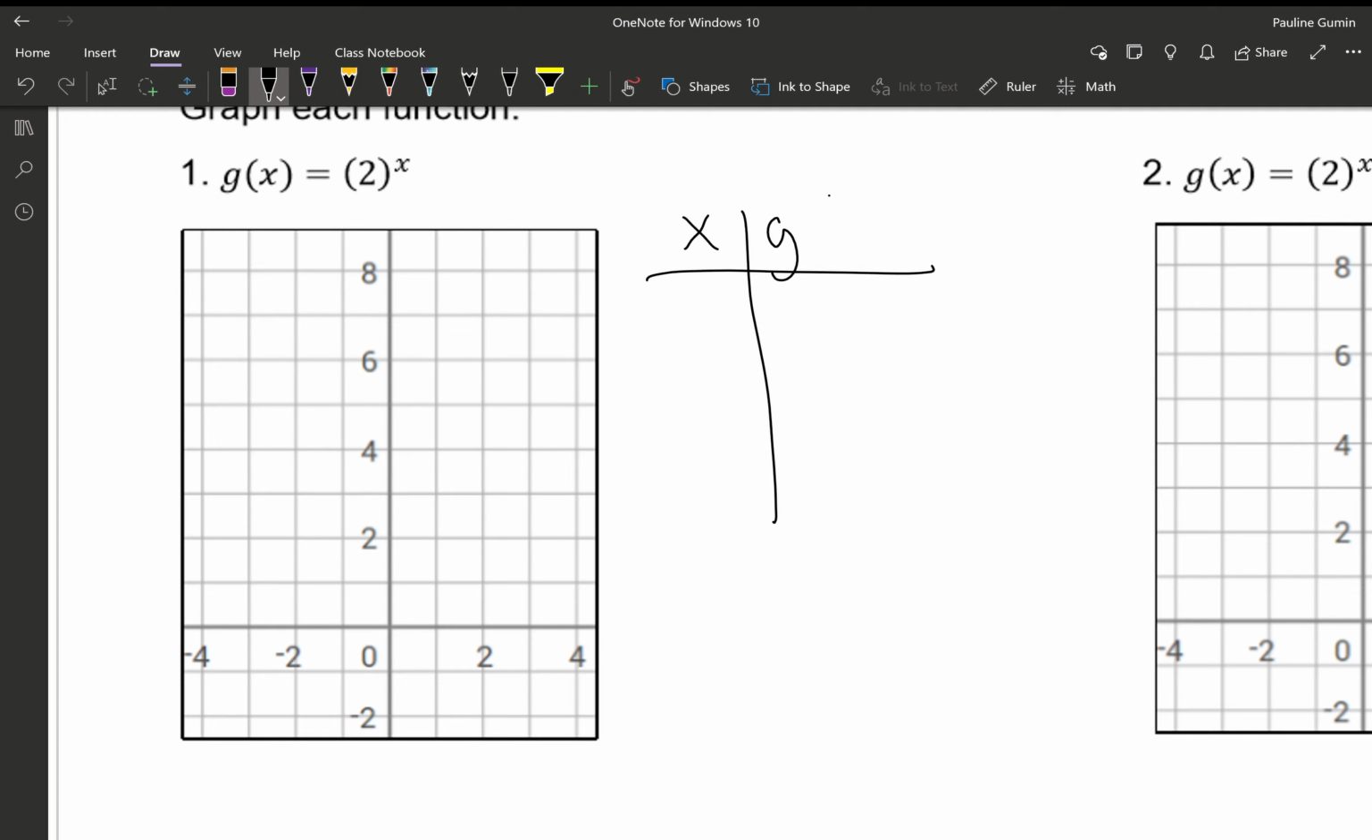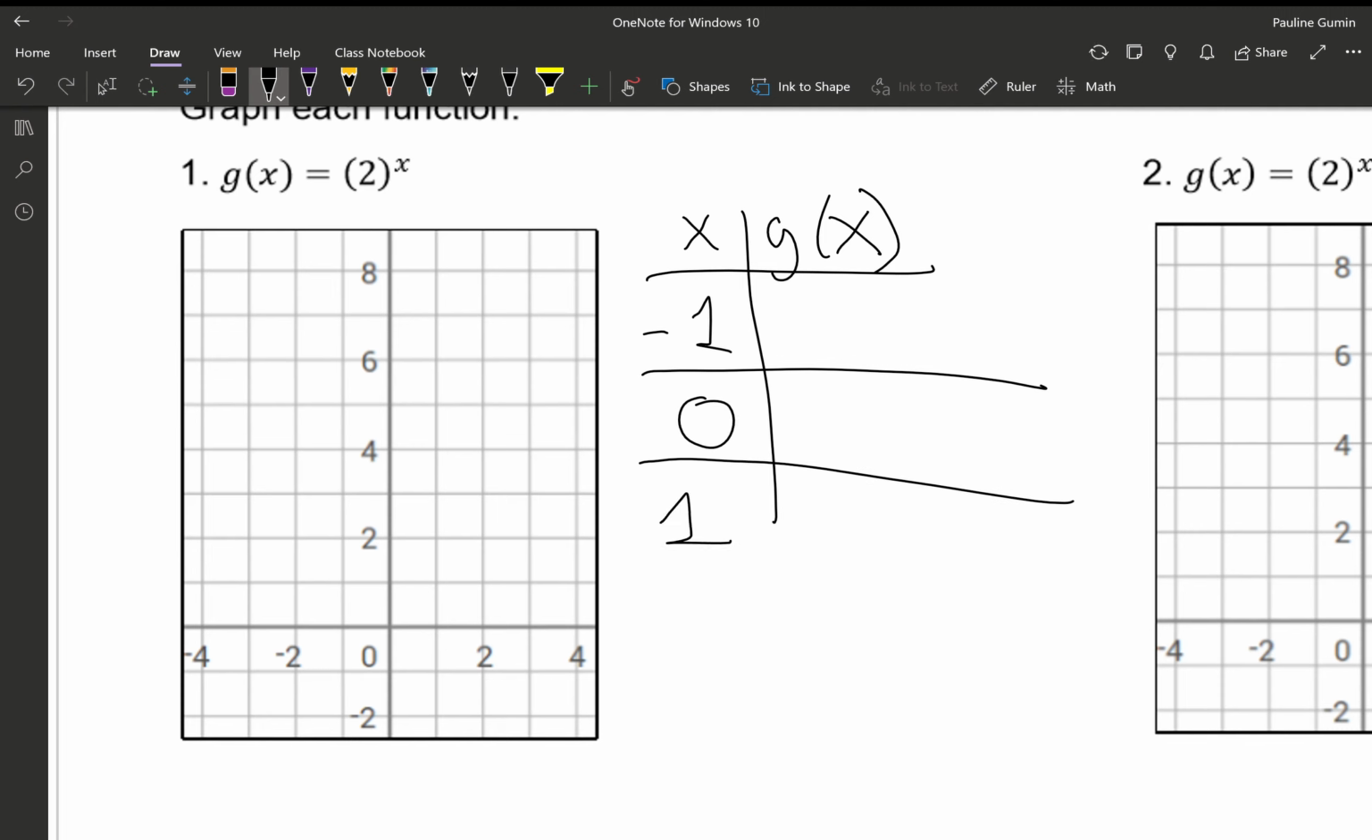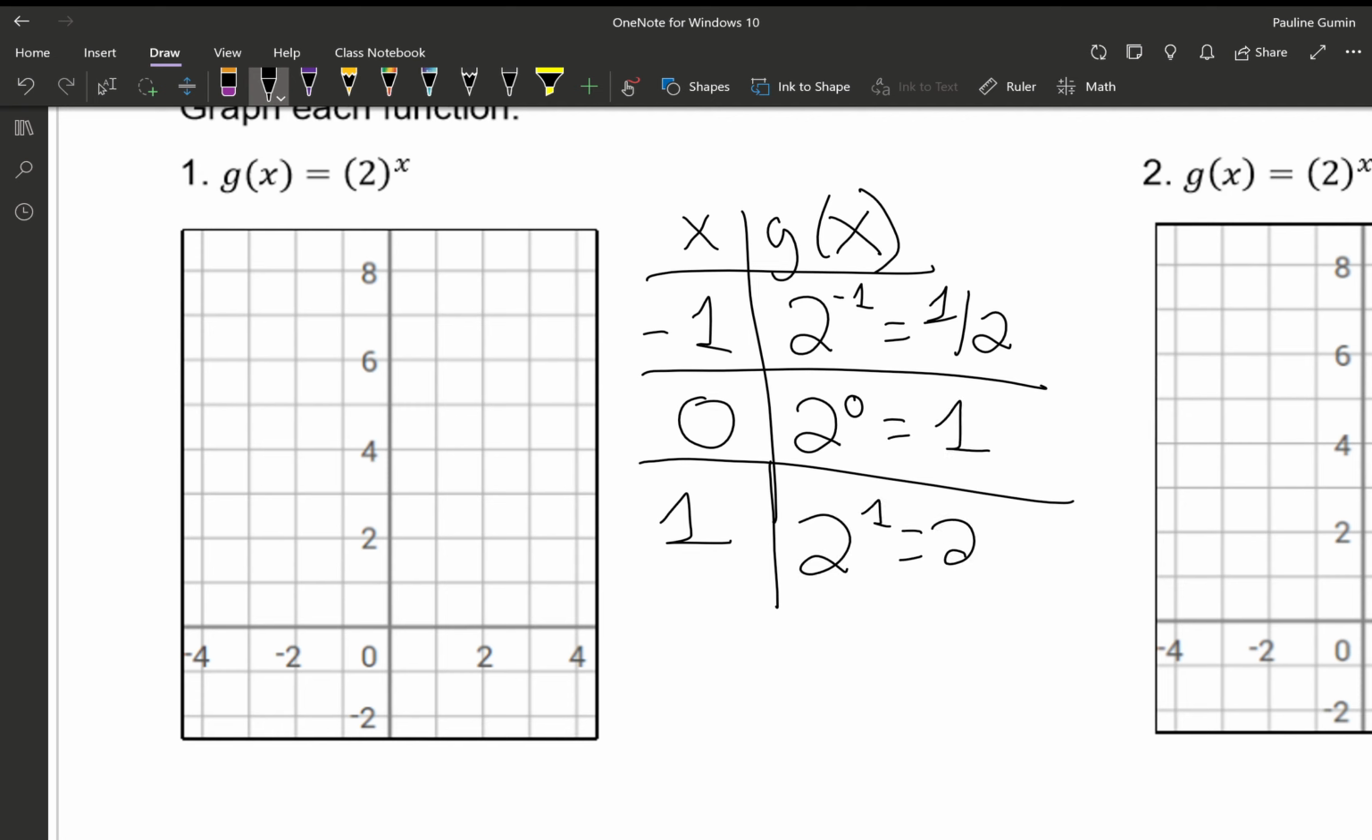I'm choosing three easy points to use. I'm going to use x = -1, 0, and 1. The reason I'm using them is because they're small numbers, they're easy to do. Okay, so to get my answers for what g of x equals, I use my calculator. I plug in 2 to the power of -1, we get 1/2. 2 to the power of 0, we get 1, and 2 to the power of 1, 2.